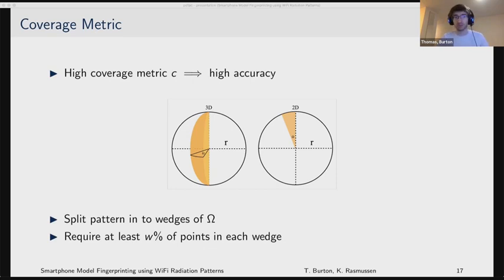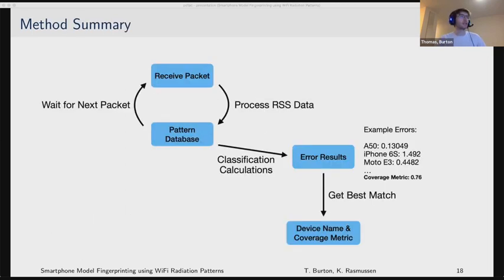So when we do classification, we get the output of the device type estimate and also a coverage metric to go along with it. That's a very quick summary of this process. We receive a packet, we process the RSS data from the multiple receivers, we do those calculations I discussed, and we keep repeating that process until we want to perform the classification, at which point we look at the pattern database, see which has the lowest error, and that gets output along with the coverage metric for all of the patterns.